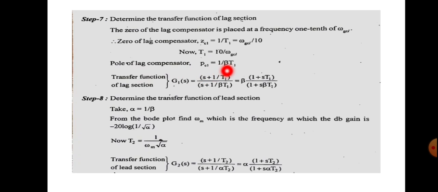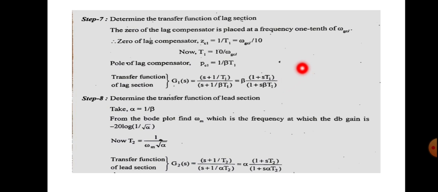That will be equal to 1 by beta T1. So by using these values we can find out the transfer function G1 of s is equal to beta into (1 plus sT1) by (1 plus s beta T1). So these are the steps.